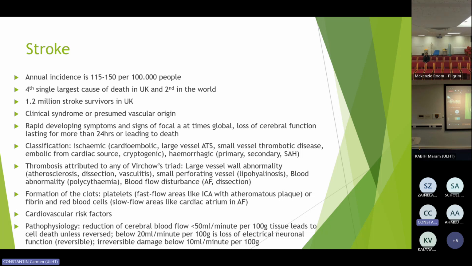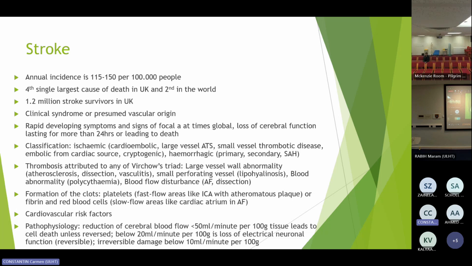So we have around 1.2 million stroke survivors in UK, and as you know, stroke is a presumed clinical syndrome caused by vascular origin. And actually, it can present with rapidly developing symptoms. We are talking about acute, hyperacute symptoms. So stroke symptoms are not going on over weeks or months. We are talking about stroke symptoms going on over minutes, no more than a few hours.